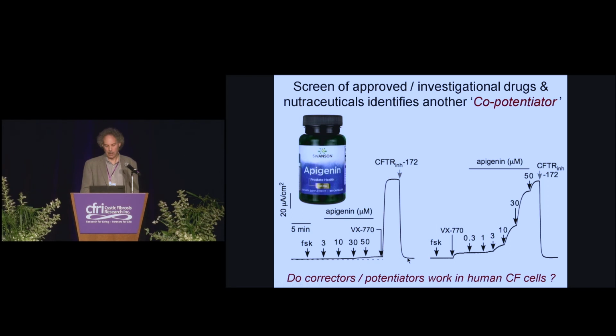And this compound, like our compound, greatly acted in synergy with Vertex 770. And of course, the bad news, unfortunately, is that the amount you need is probably 10 to 100 times that of the normal blood level if you take this as a nutraceutical, even in high amounts. So certainly I'm not saying anybody should go out and buy apigenin, but it does illustrate the possibility of capitalizing on what's already known in terms of existing drugs or nutraceuticals.